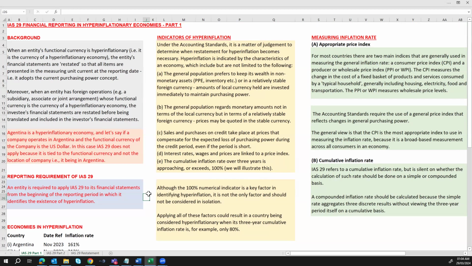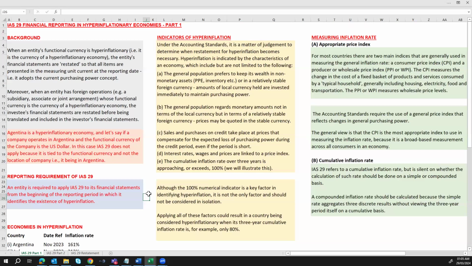First is that the general population prefers to keep its wealth in non-monetary assets, for instance, PPE, inventories and the likes, or they prefer to keep their wealth in a relatively stable foreign currency. For instance, say a country like Nigeria, where people prefer to keep their assets or investments in currencies other than the Naira. That would be a factor to consider, all right? Amounts of local currency held are invested immediately to maintain the purchasing power.